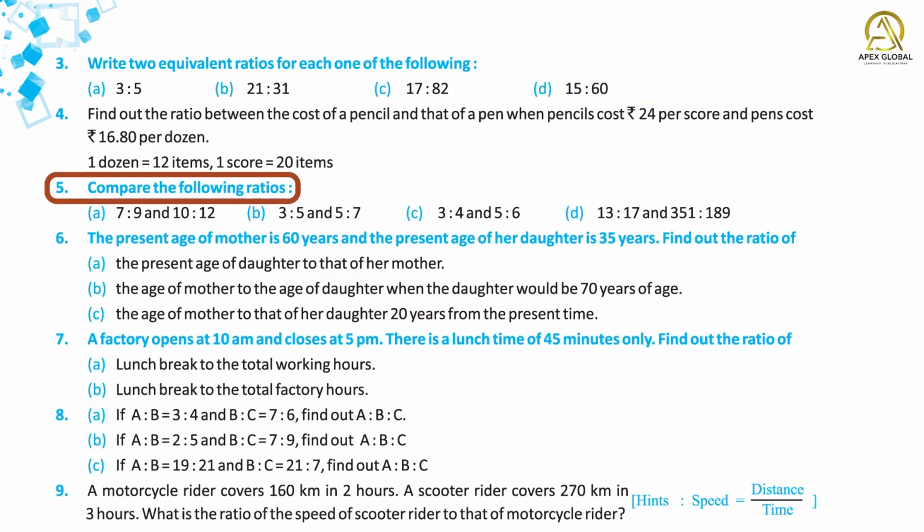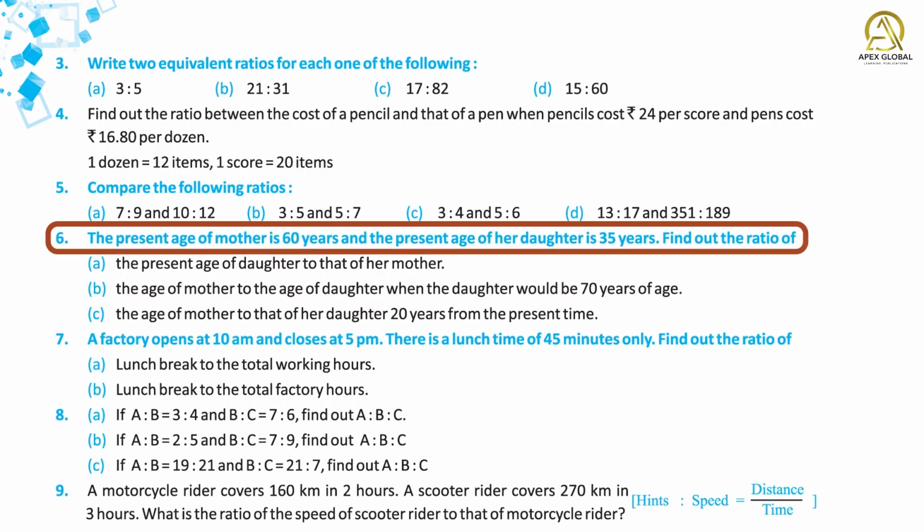Question 5. Compare the following ratios. A. 7 ratio 9 and 10 ratio 12. Solution 7 ratio 9 is less than 10 ratio 12. B. 3 ratio 5 and 5 ratio 7. Solution 3 ratio 5 is less than 5 ratio 7. C. 3 ratio 4 and 5 ratio 6. Solution 3 ratio 4 is less than 5 ratio 6. D. 13 ratio 17 and 351 ratio 189. Solution 13 ratio 17 is less than 351 ratio 189.